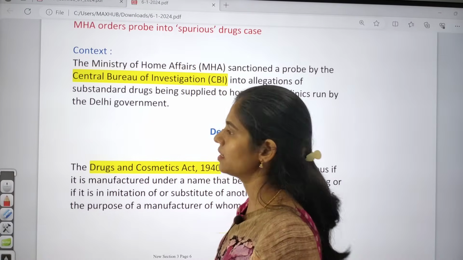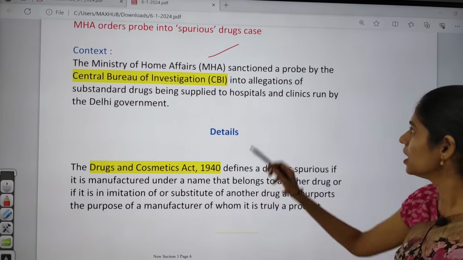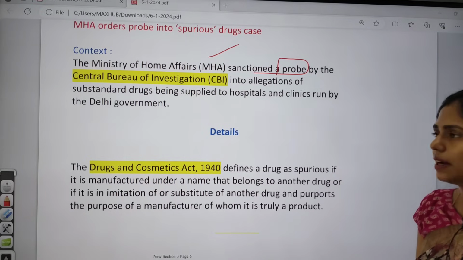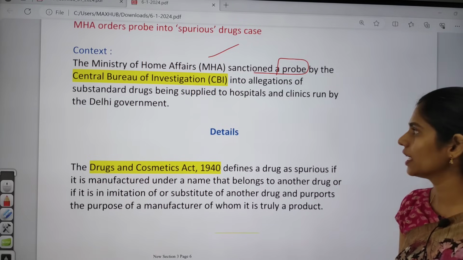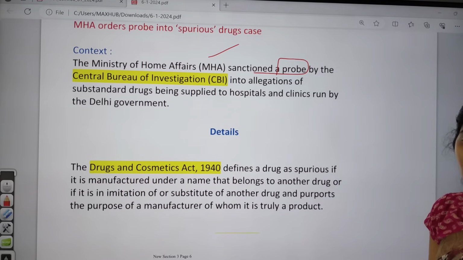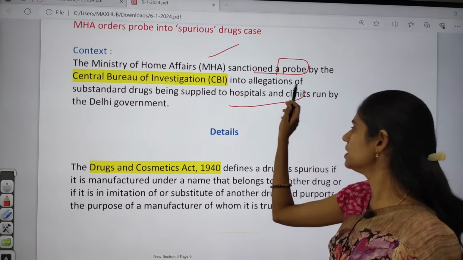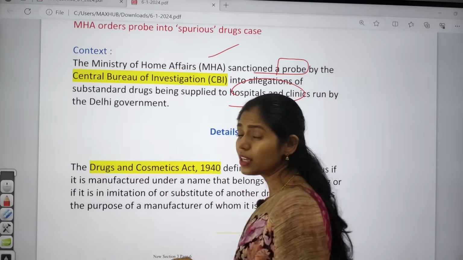So what is the context? The context is that the MHA, that is the Union Ministry of Home Affairs, sanctioned a probe. A probe is nothing but an investigation, to be done by the CBI into allegations of substandard drugs which are exported from India, and even drugs which are supplied to hospitals and clinics run by the Delhi government. Now let us see some facts.